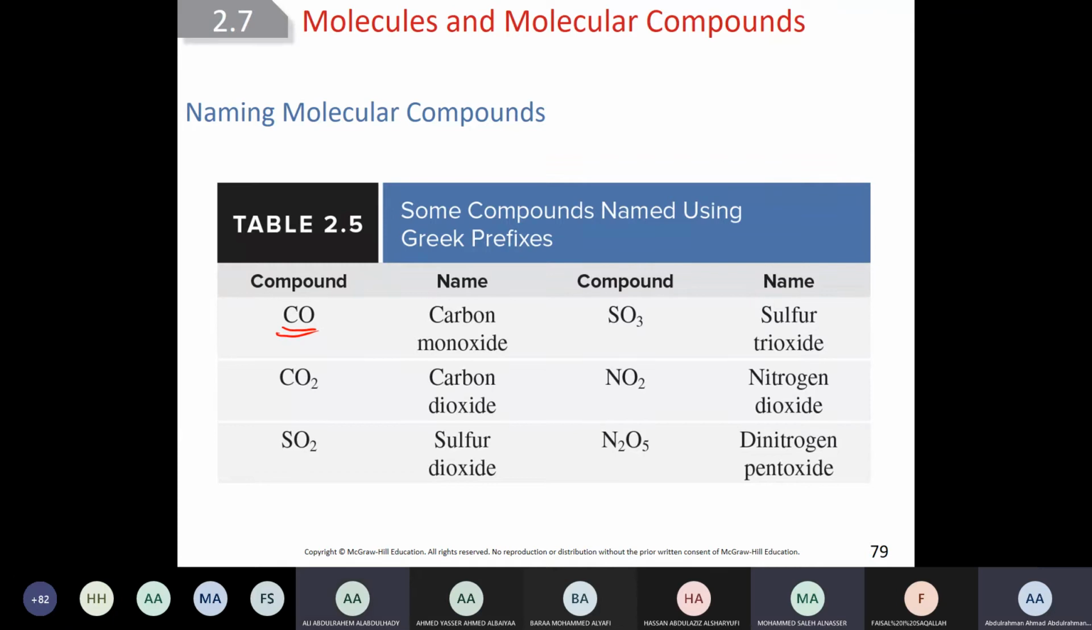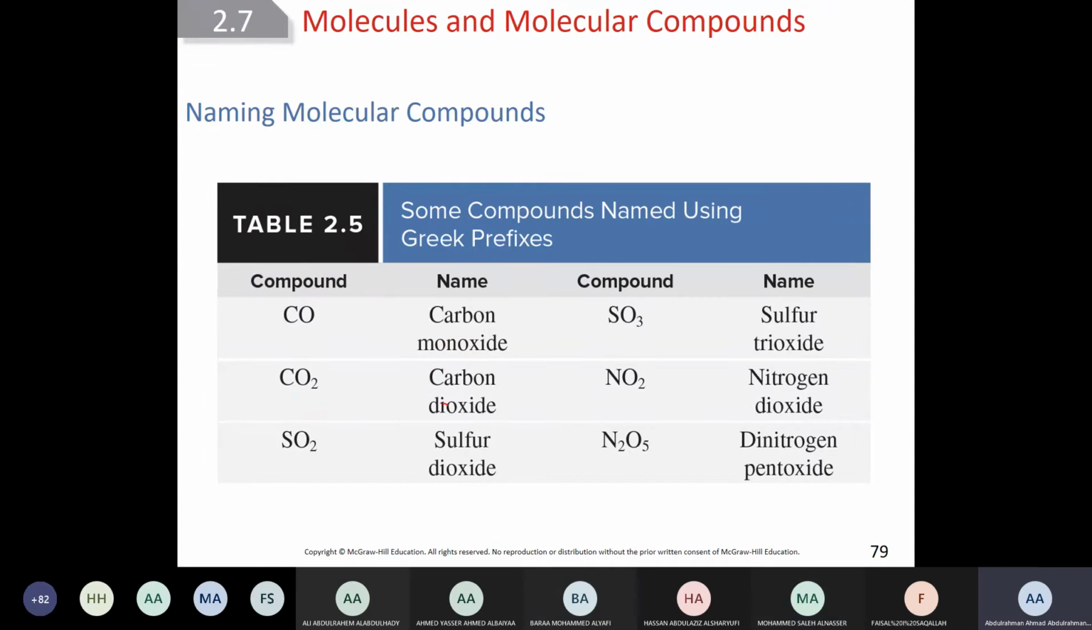Carbon oxide. If you say mono, it's correct. But if you don't say mono, is it correct? Yes, it is correct. Carbon oxide is acceptable, 100%. Okay, how about this one? What's the name?